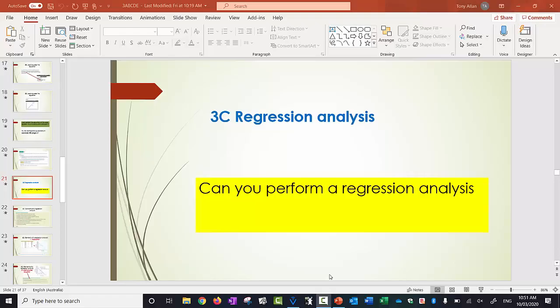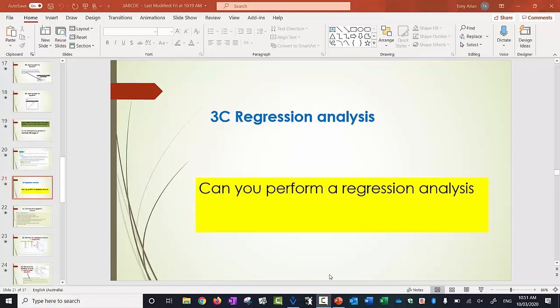The heading is regression analysis, and the question is, can you perform a regression analysis? Now, regression is just a fancy word for all the statistics that you've been doing this term, in the sense of bivariate linear data. You can plot scatter plots, find correlation coefficients, and make predictions using the coefficient of determination. All that kind of thing is regression analysis. And a little bit more as well, which we haven't covered yet.